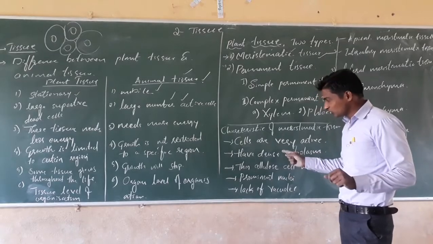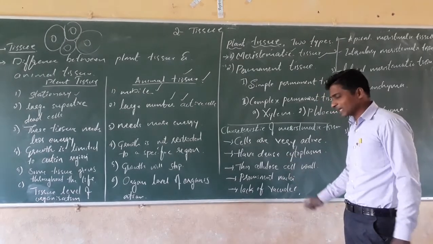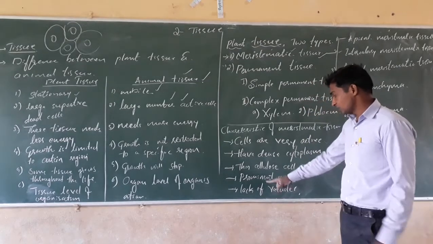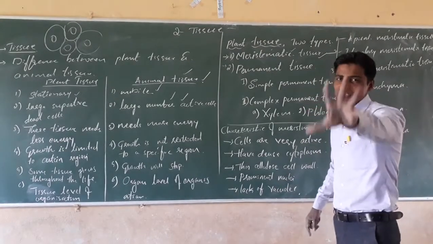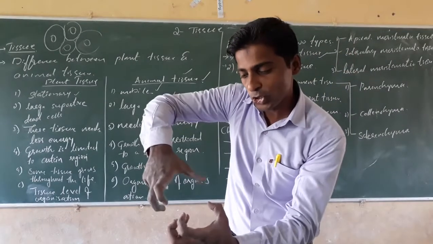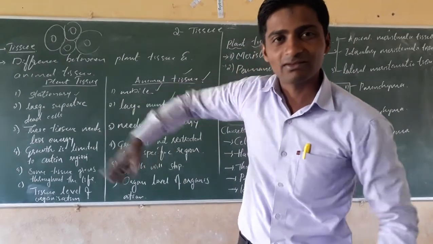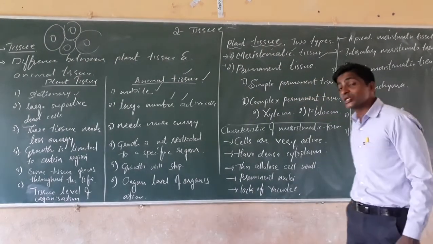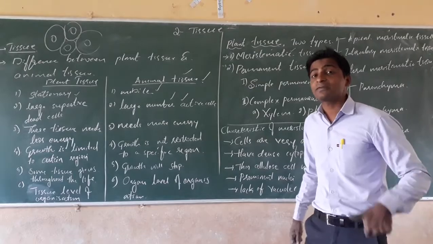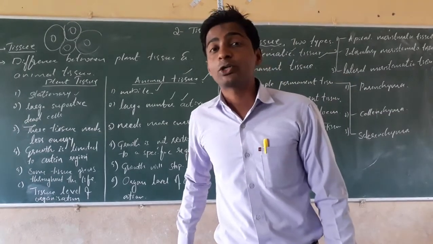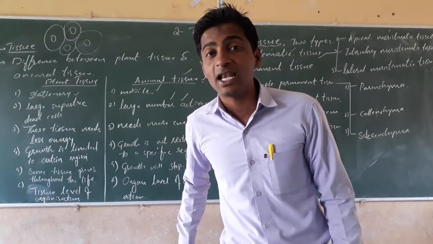They are active, which means they have a dense cytoplasm and a thin cell wall with thin cellulose. Next, prominent nuclei, large-sized nuclei. The nucleus is large so that the cell can divide very easily. Next, lack of vacuoles. Vacuoles are absent.